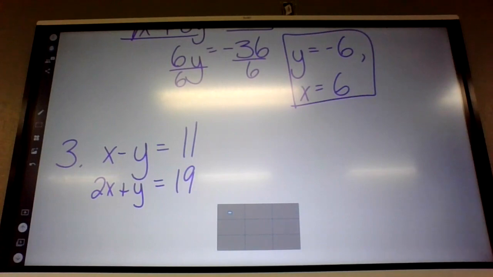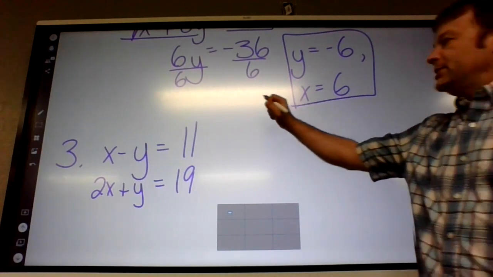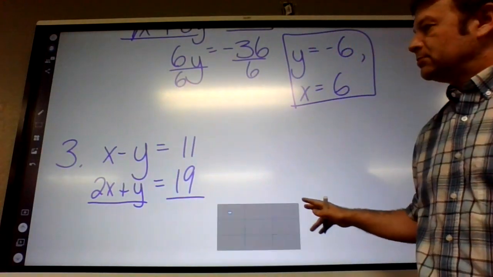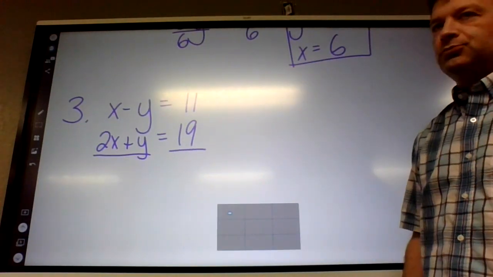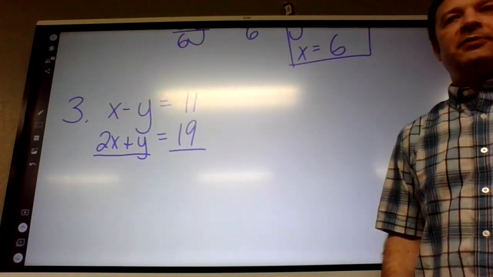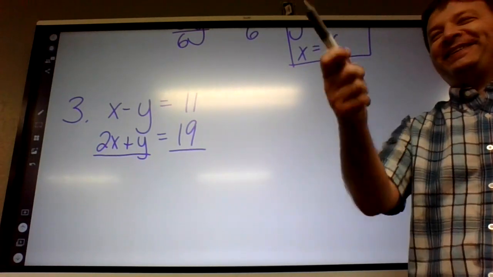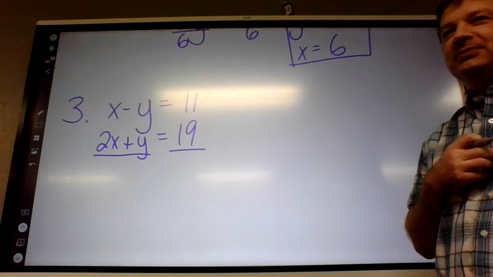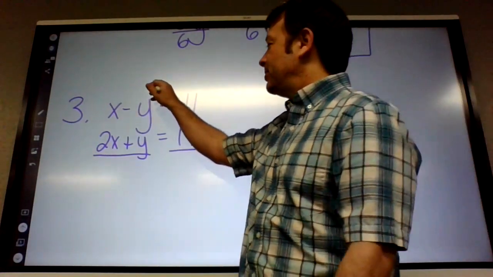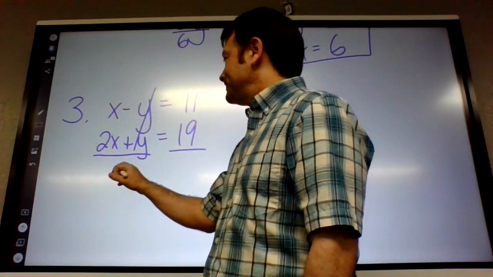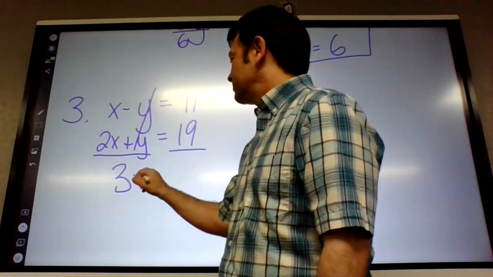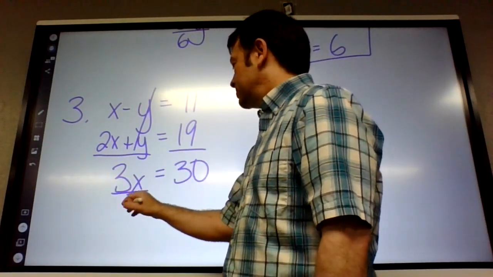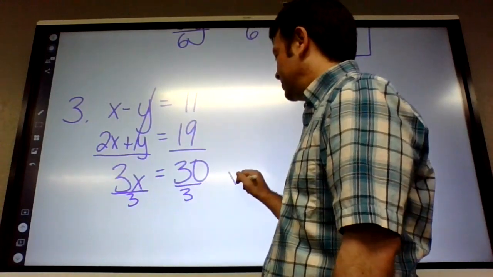All right, what would happen if I added these 2 lines together? Ava, what would happen if I added these 2 lines together? The y's would cancel. The y's would go away, and what do I get? 3x equals 30. Right. So we divide by 3 there.